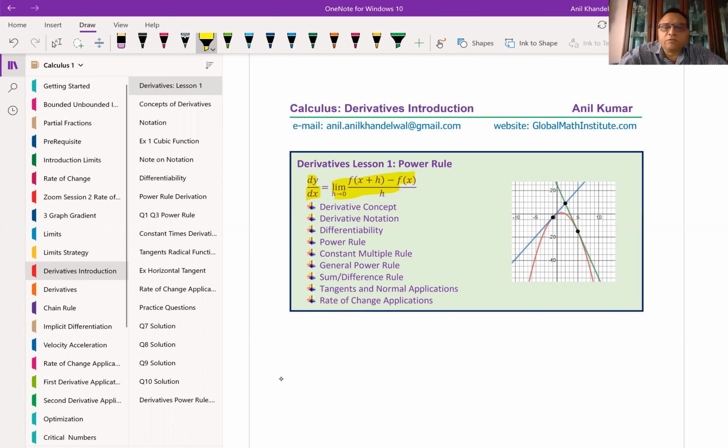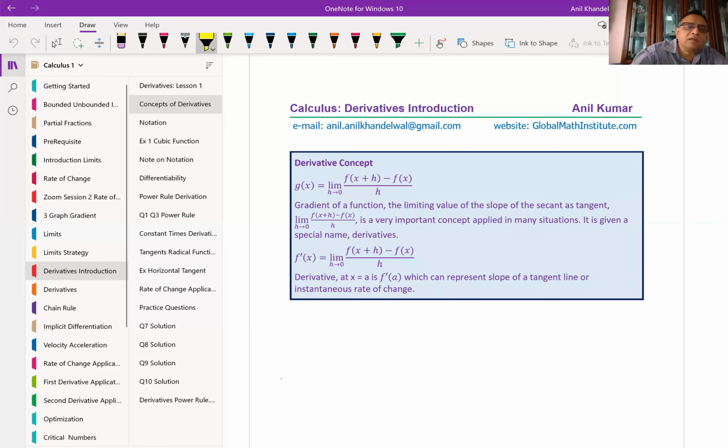Before that, let me tell you what we are going to talk about in today's session. We'll discuss the basic concept of derivatives, derivative notation, differentiability, power rule, constant multiple rule, general power rule, sum and difference rule for derivatives. And we'll take up examples based on tangents and normals, and also one on rate of change. Now, for the GCSE course, this is one of the most important chapters on calculus. Half of your questions are based on this chapter, so you need to really understand it and practice, okay?